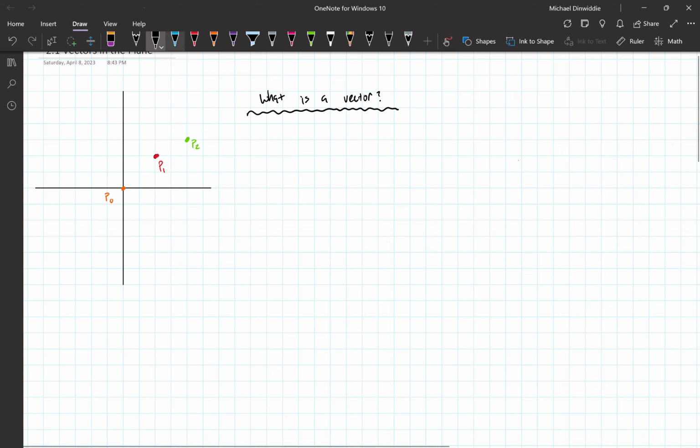So the idea with a vector is it's nothing more than an instruction set. It's an instruction set to get from point A to point B. That is all a vector is. It is a set of directions. It's like when you ask your friend, hey, I don't know where your place is. Can you give me directions to it? And they send you their address. That's their point in space. And you have your point in space. You plug that into Google Maps, and Google Maps gives you a way to get there. It's a direction set, right?